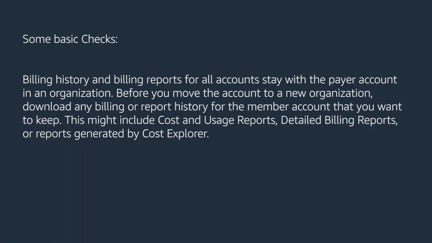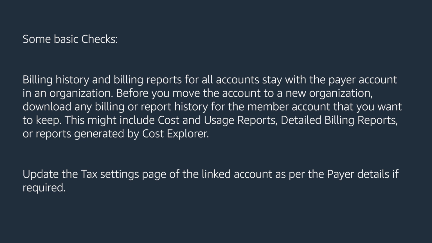Billing history and billing reports for all accounts stay with the peer account in an organization. Before you move the account to a new organization, download any billing or report history for the member account that you want to keep. This might include cost and usage reports, detailed billing reports, or reports generated by Cost Explorer. Update the tax settings page of the linked account as per the payer details if required.